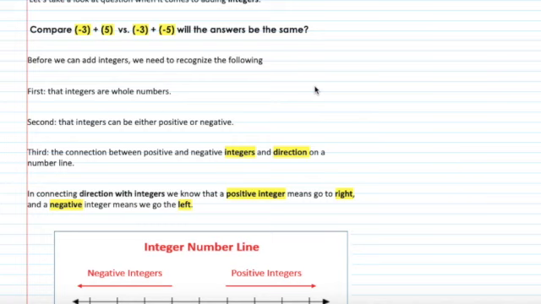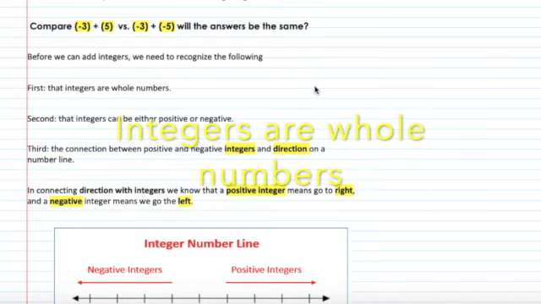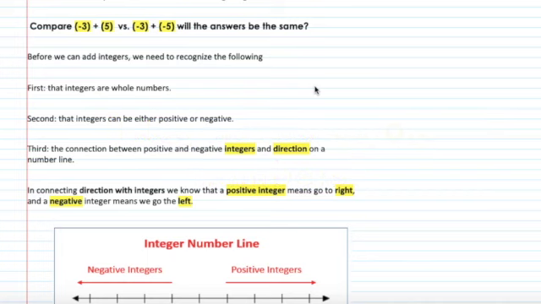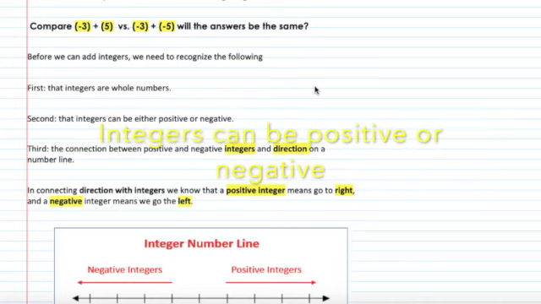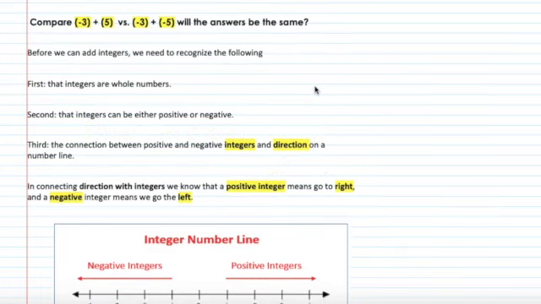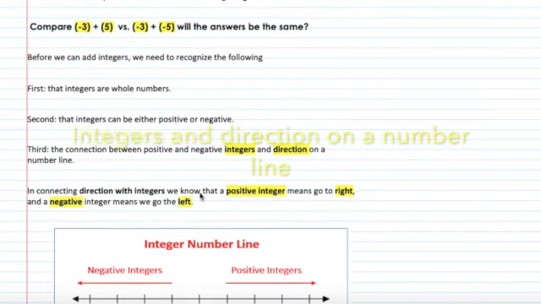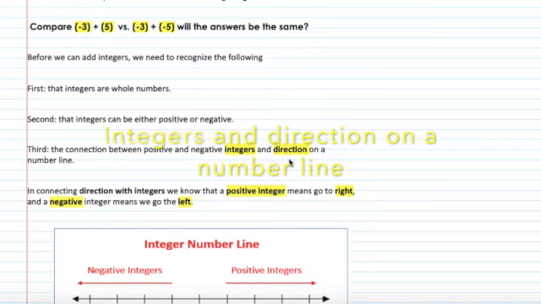Before we can add integers, we need to recognize the following. First, that integers are whole numbers. Second, that integers can be either positive or negative. Third, the connection between positive and negative integers and direction on a number line.